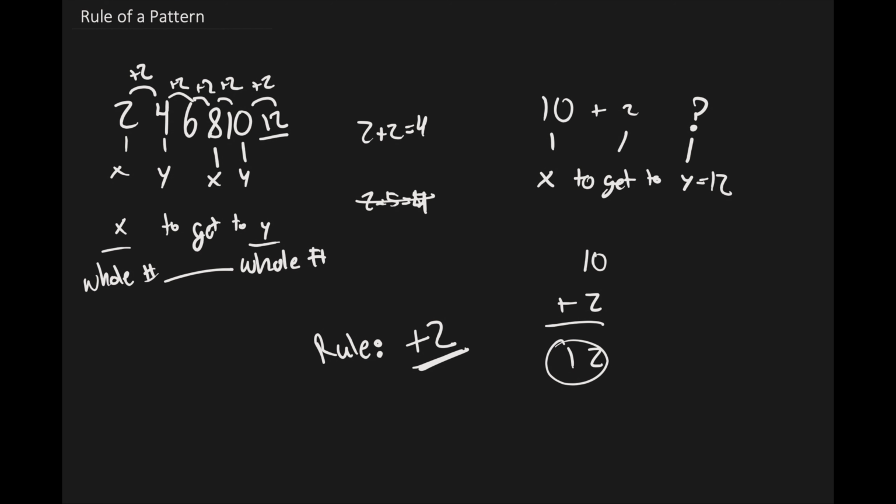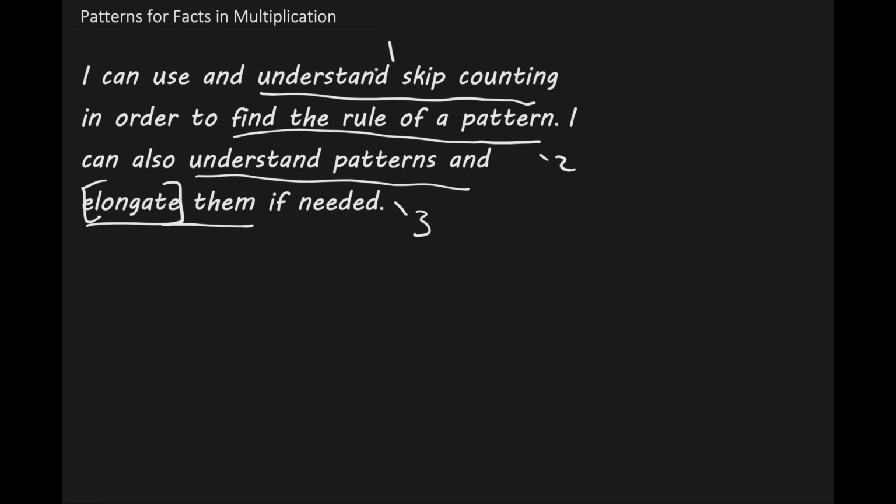Alright, so now let's check. Let's make sure we got everything. We now understand skip counting. And we can find the rule of a pattern. And while doing both of these, you should understand patterns. And in the second part of the lesson, we learned how to elongate them. Okay, so now it looks like our lesson is done.